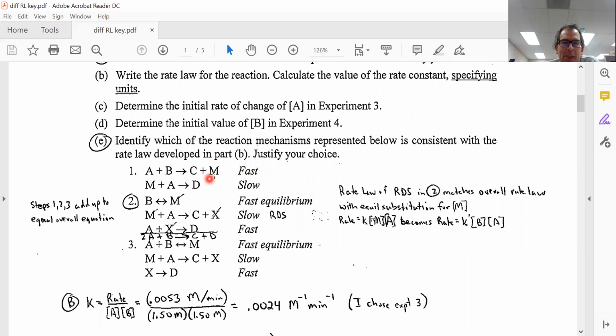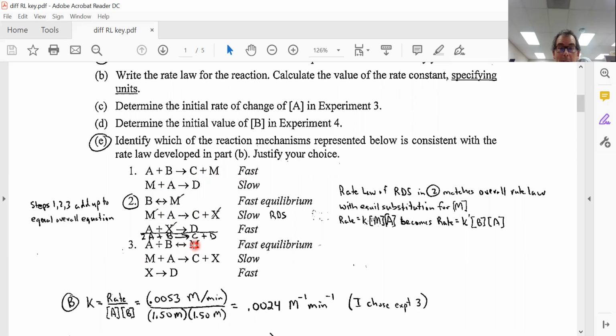Now, can I even substitute when there's a C? This would be confusing. I'm not quite sure where I can go with this. Let's look at this one. The slow step is here. I have A, I have M, but I can substitute B for M. So I get first order in B, first order in A. That looks good.